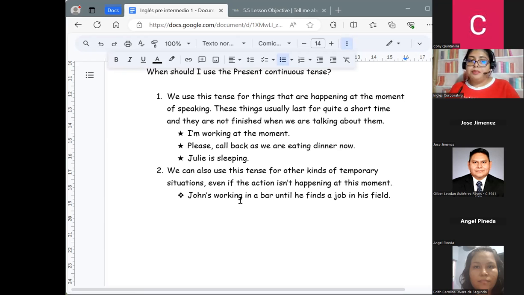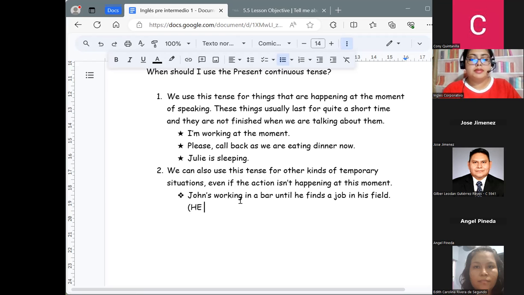Cuando algo es temporal. Cuando algo no va a durar tanto tiempo y que incluso no estamos hablando de algo que está sucediendo en este preciso momento, sino que es una situación del presente en general, pero del que nosotros consideramos que es una situación que no va a durar mucho tiempo. En ese caso, también vamos a utilizar el ing, or in this case, the continuous. So that's why we have the example. John's working in a bar until he finds a job in his field. John está trabajando en un bar hasta que él encuentre un trabajo en su campo, en su ámbito, ¿verdad? De la manera en la que él debería estar trabajando.